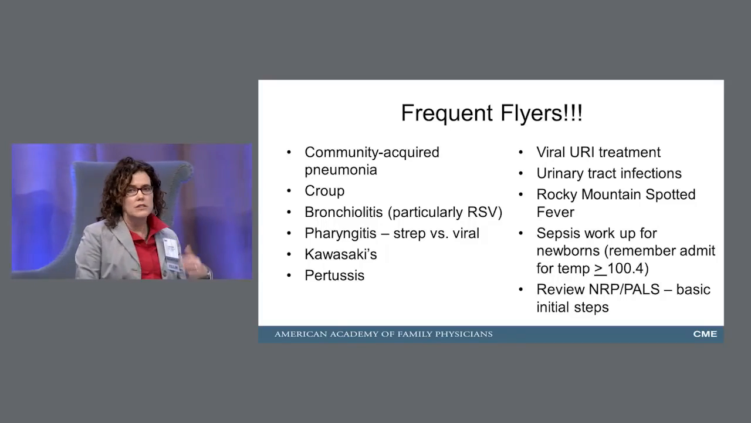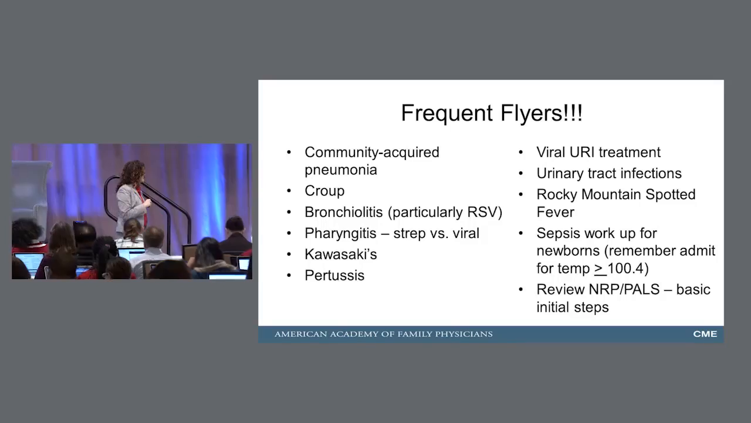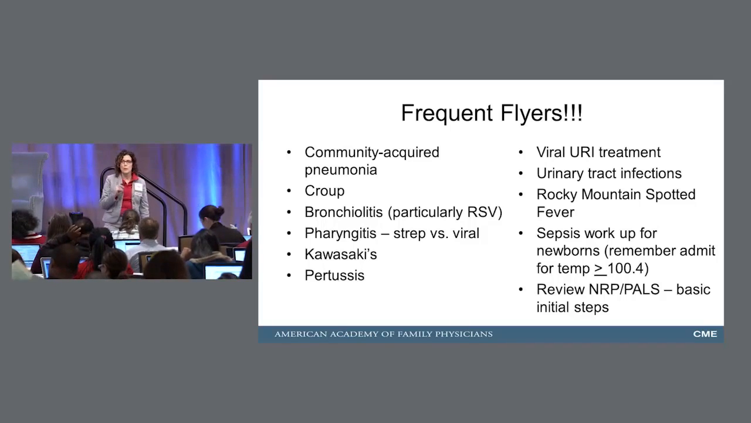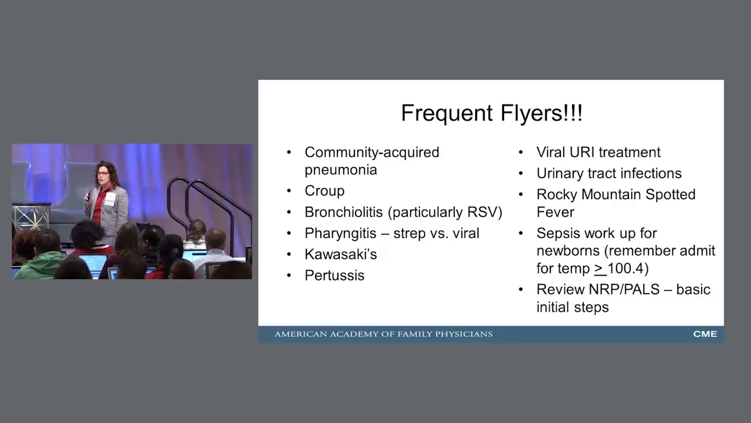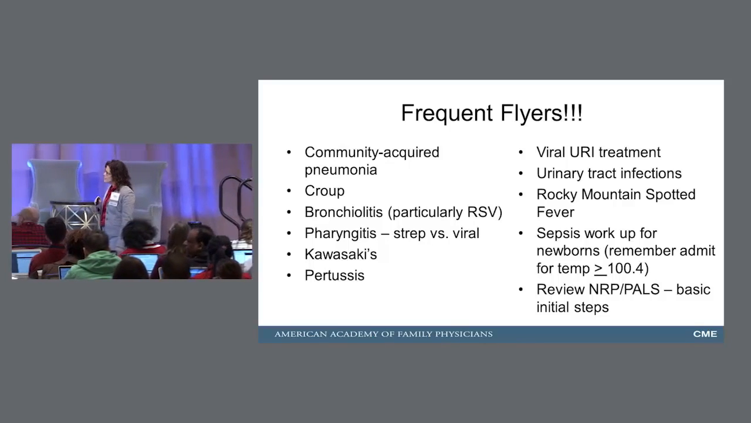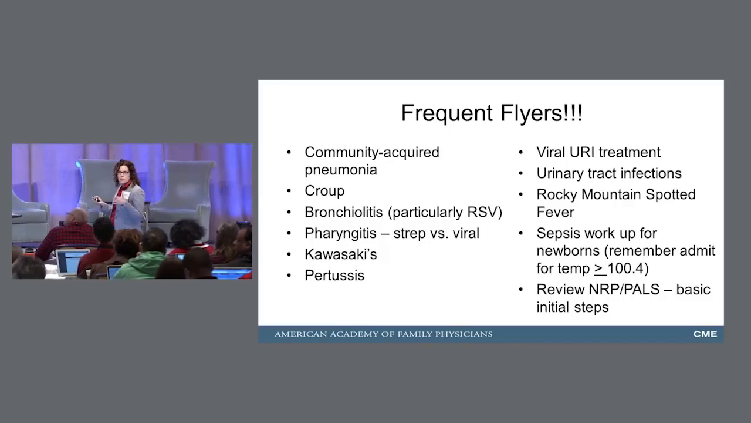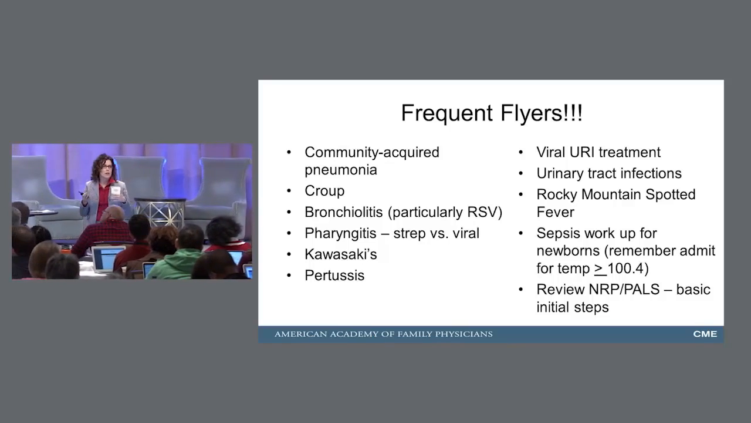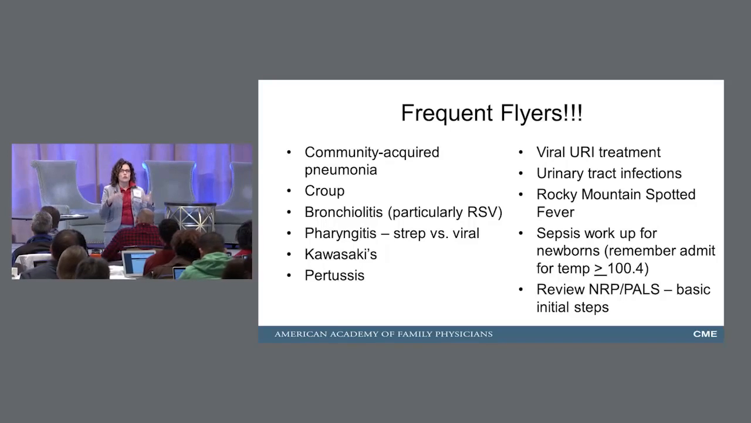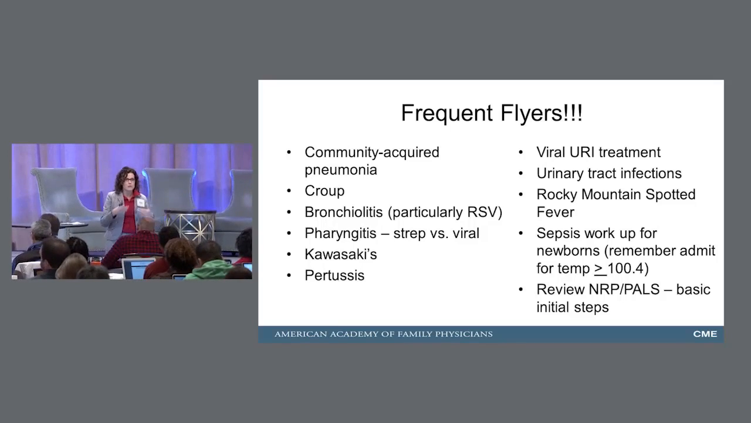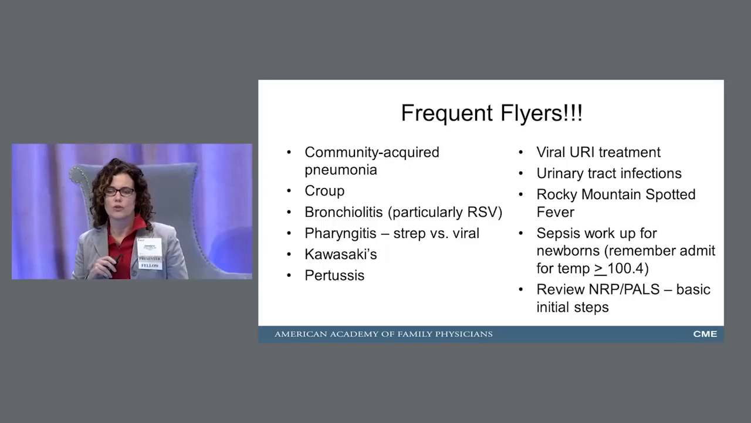Urinary tract infections, again, more of the follow-up treatment for that. Sepsis workup for newborns. Remember the temperature of 100.4. Admit them if they are 0 to 1 month of age. And the other thing I would just throw in there is maybe take a few minutes and review the initial steps of NRP or PALS. There were a couple of questions over the past few years of, what would you do if a newborn came out and didn't have a heartbeat? So take a few minutes and just review the first few steps of that.